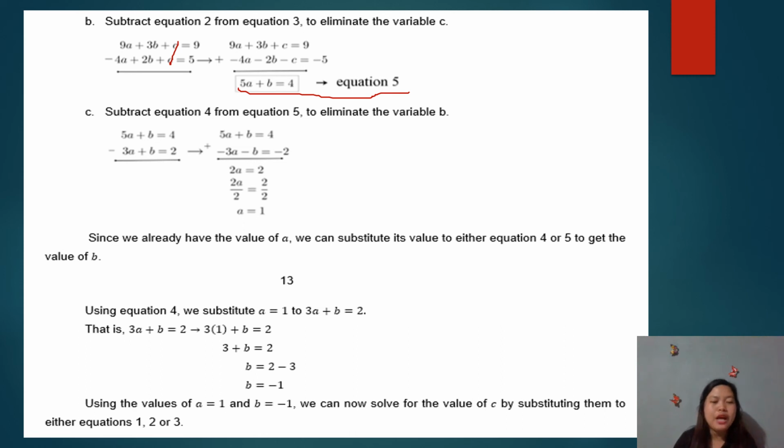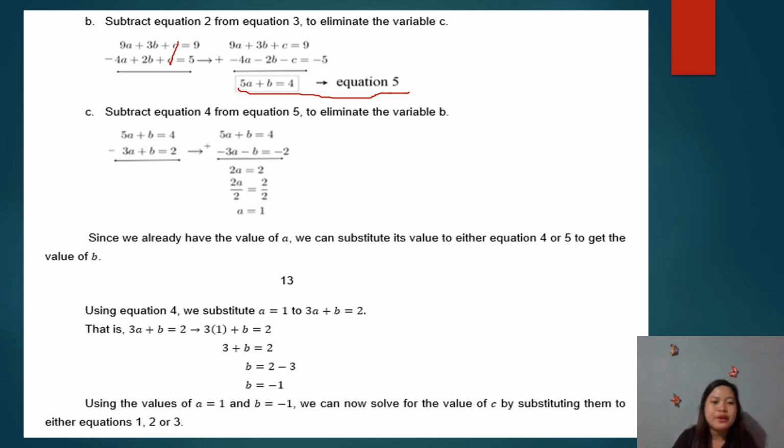Okay, so we have now our equation 4 and equation 5. So, equation 4, equation 5, wala siya variable c. Sorry for the word letter. That's variable c. So that means we can use that, kanang duha, to solve for a. And we will eliminate b.